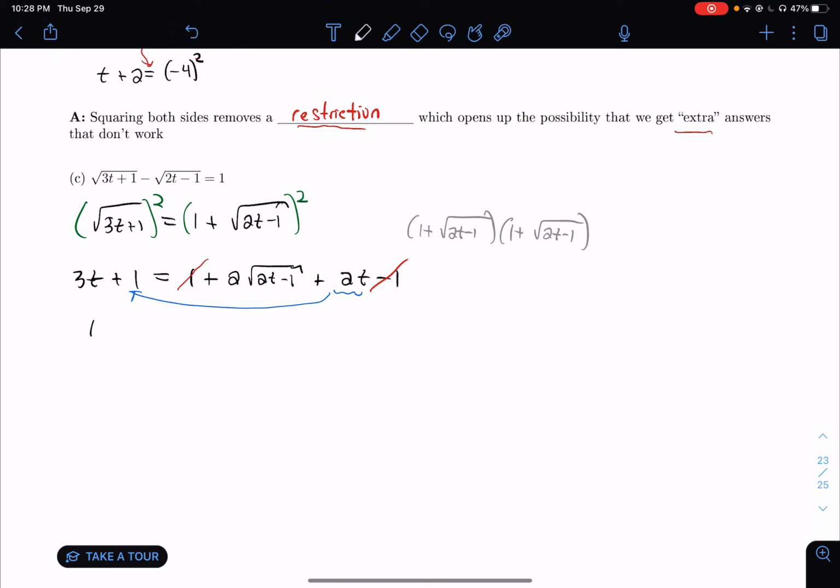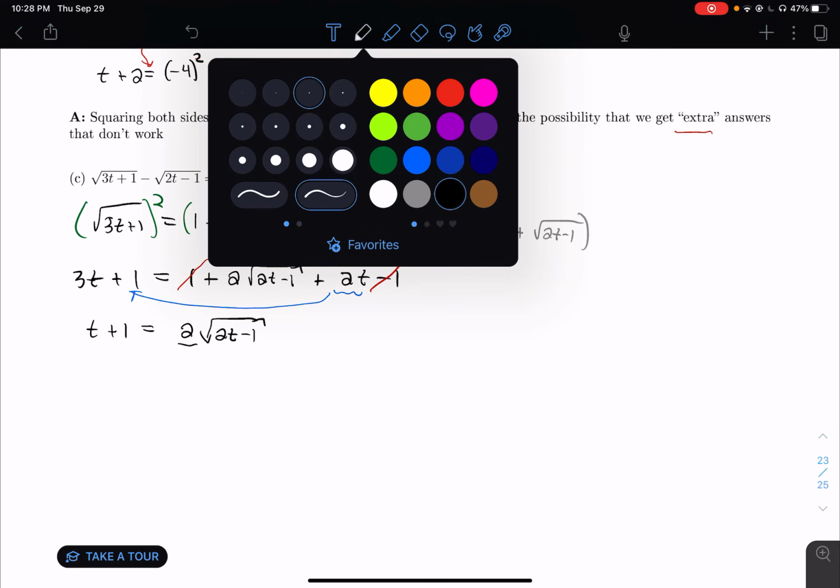That'll leave me with t plus 1 equals 2 times that square root. Okay. So if I wanted to take this 2 over here and divide it over to the other side, I could, and then square both sides. It would just give me a fraction, which isn't the nicest thing. But if I square both sides right now, I won't get a fraction. So let's square both sides now.